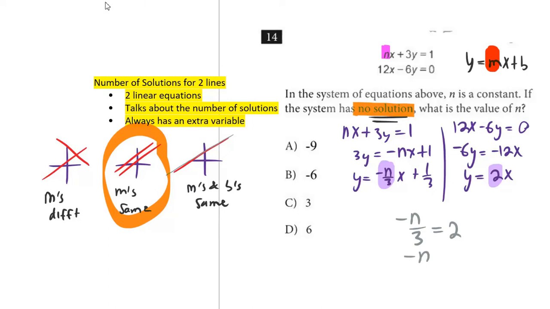Multiply both sides by 3. Multiply both sides by negative 1. And we have n equals negative 6. And that's B for number 14.